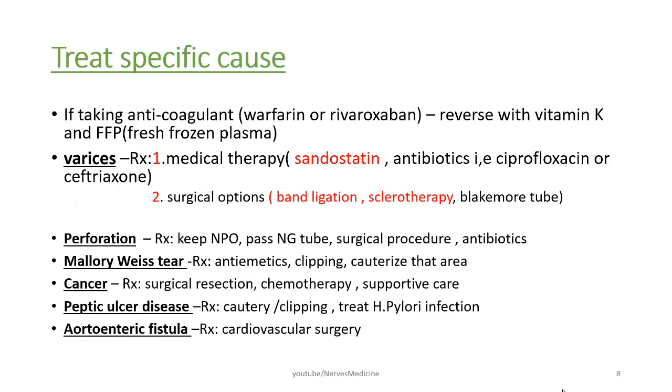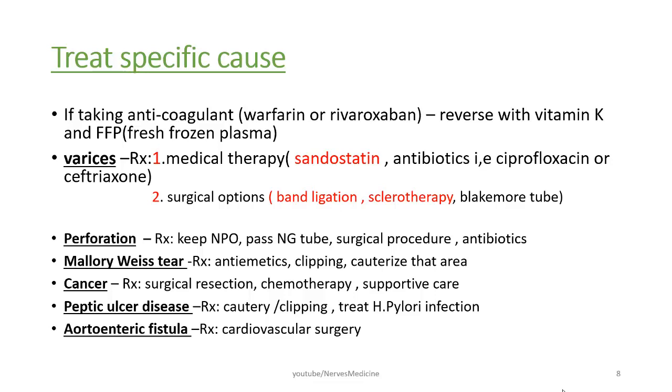Treatment of specific cause. If the patient is taking an anticoagulant like warfarin or rivaroxaban, reverse with vitamin K and fresh frozen plasma. If the patient has varices, treat medically with Sandostatin and antibiotics like ciprofloxacin and ceftriaxone. Procedural options include band ligation, sclerotherapy, and Blakemore tube. For perforation, keep the patient NPO, pass a nasogastric tube, and surgical procedures are the options.